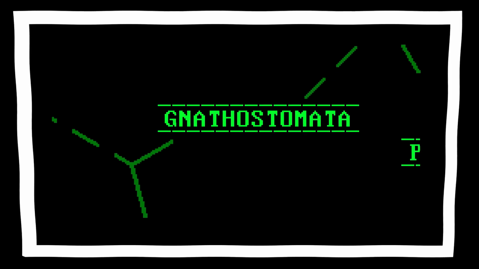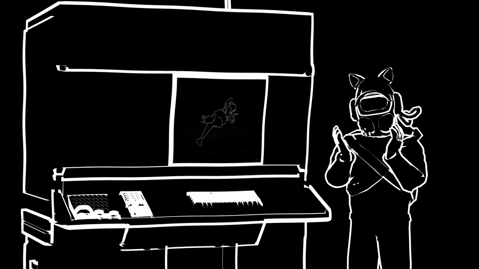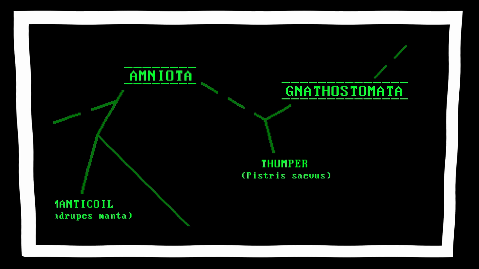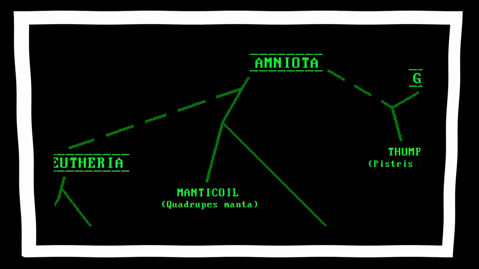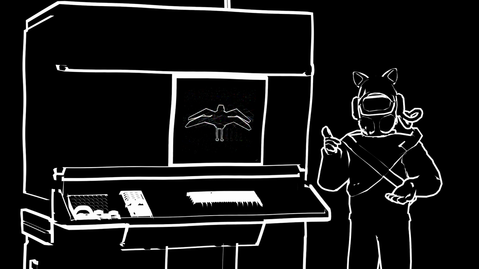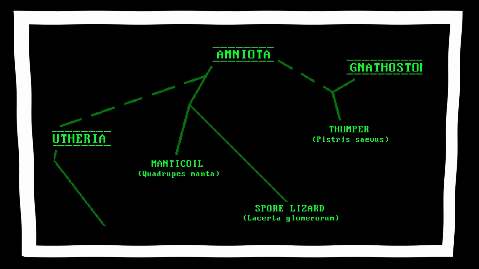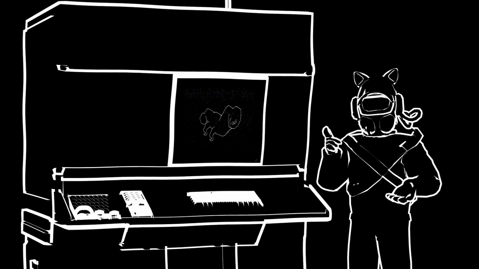And we're going to see the first branch off here with the thumper, Hystrosavus. The thumper is related to sharks and not much else. So we're going to go to Amniota. We see some more branching off here with the manticoil, Quadrupes manta, which is related to corvids and passerines, so birds like crows or ravens. Then we are going to go to the spore lizard, Lacerta glomerulorum, which is related to alligators.